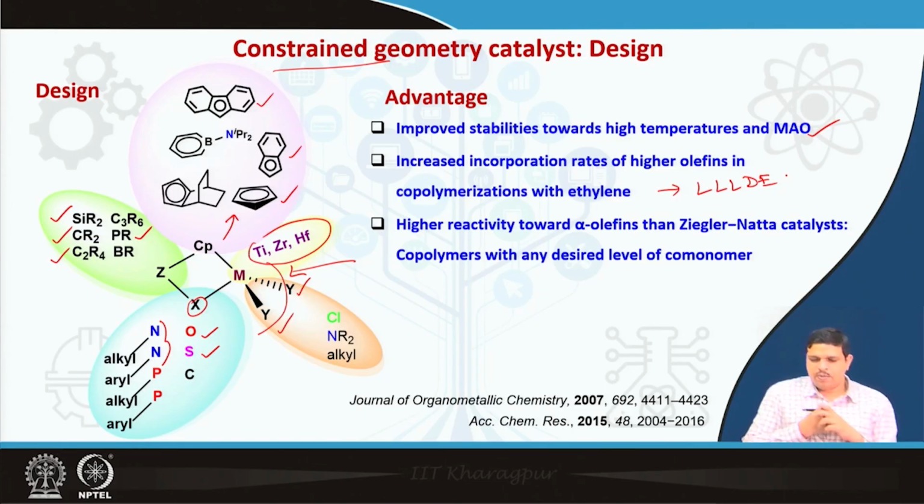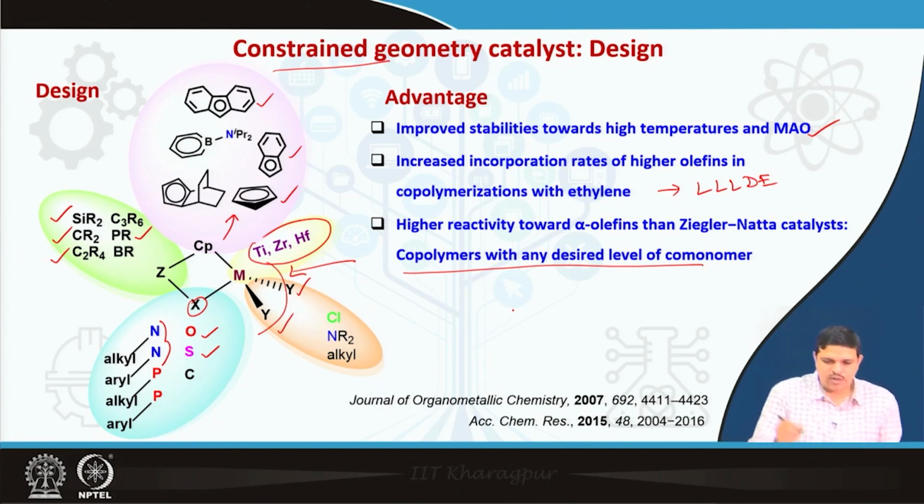And obviously the higher reactivity towards alpha olefin than Ziegler-Natta catalyst, and that's why it is used for copolymerization, particularly for the linear low density polyethylene, and also for branched polyethylene. Sometimes we purposely need the branched polyethylene, as we discussed in the previous classes, that property depends on the chemical structure of the polymer, and depending on the property, the applications we are targeting, we have to design our polymer. We have to take the appropriate catalyst, otherwise we will not get the particular polymer we are targeting.